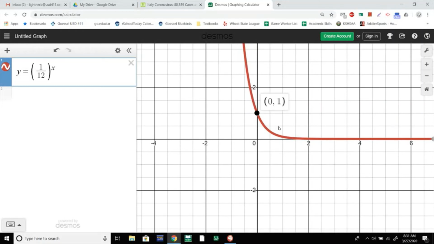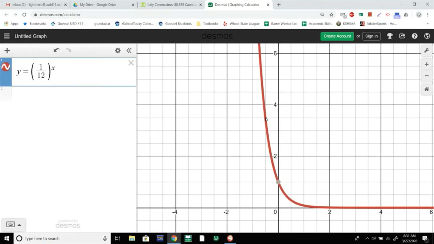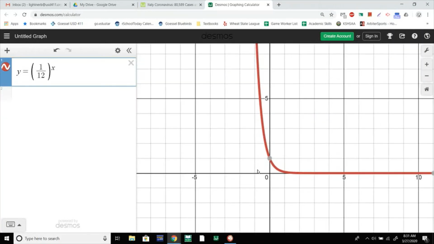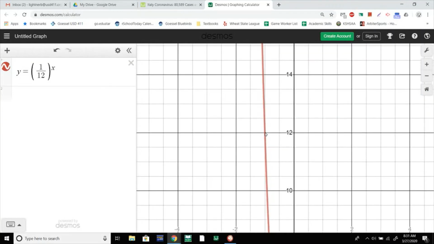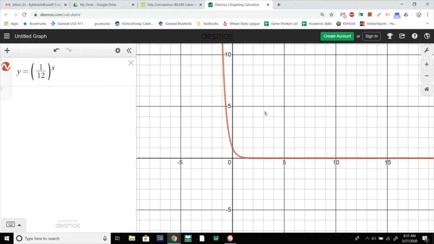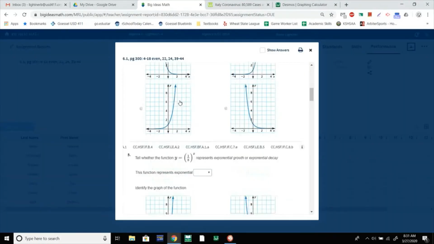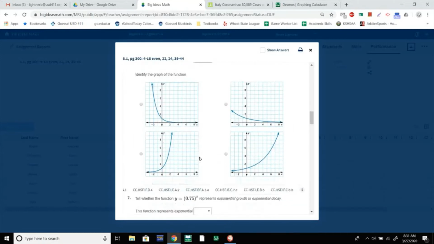0, 1 is going to be your y-intercept for all of these, because anything to the 0 power should equal 1. You can find some other points. Looks like -1 is way up here somewhere. 12. Yep, 1/12 to the -1 would be 12. So you can use Desmos to help you graph it and get the picture of what you need. Okay, next set, those questions: state whether it's exponential growth or decay, and then select the graph.